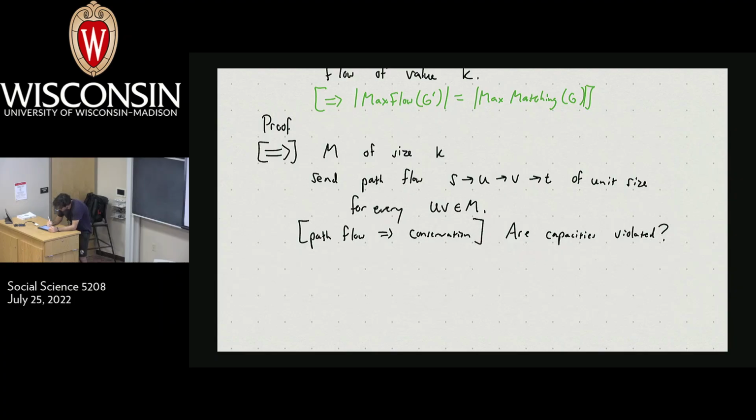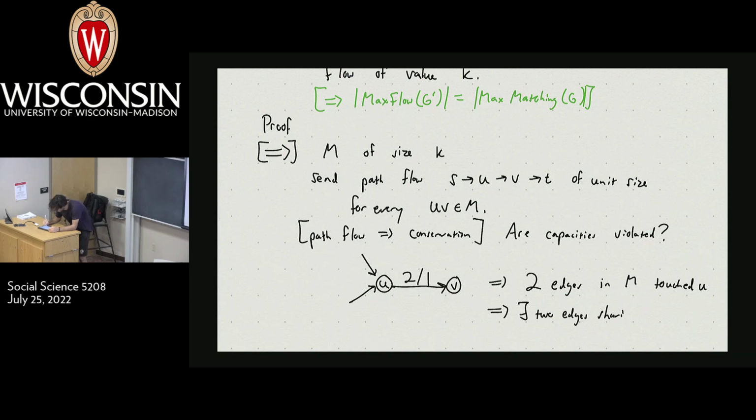So suppose you had some edge. First, let's start with edges of this form, U to V. So if we ever sent 2 units of flow from U to V, that means there were 2 edges in the matching that touched U. This would imply 2 edges in M touched U. Why is that a problem? By definition, they shouldn't share endpoints. This implies there exist 2 edges sharing U as an endpoint.